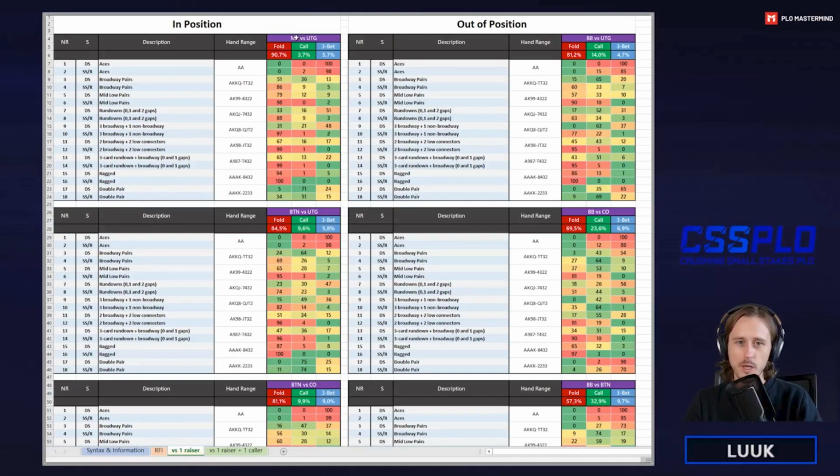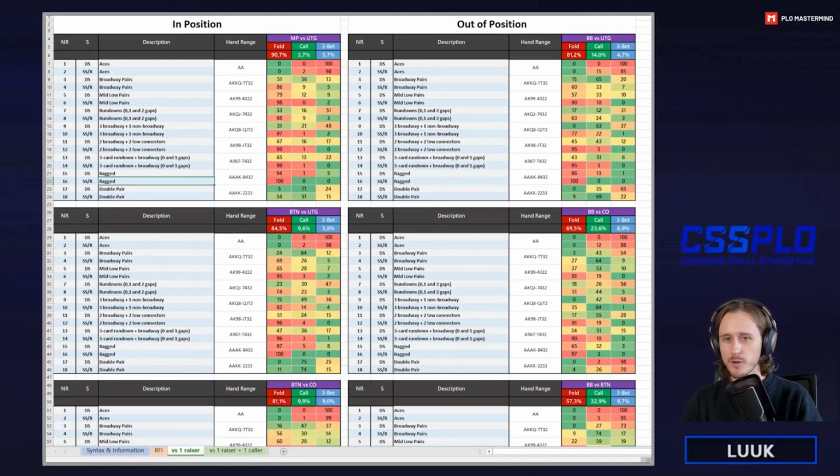So if we are in MP and the under the gun raise, we're folding 90.7% of the time. We're only calling 3.7 and we're 3-betting 5.7% of the time. Now below these numbers, again, you can see the strategy for all the categories broken down here. So aces, mid-low pairs, 2 Broadway, 2 low connectors, ragged hands, etc. You can look it up here yourself. These are all in position.